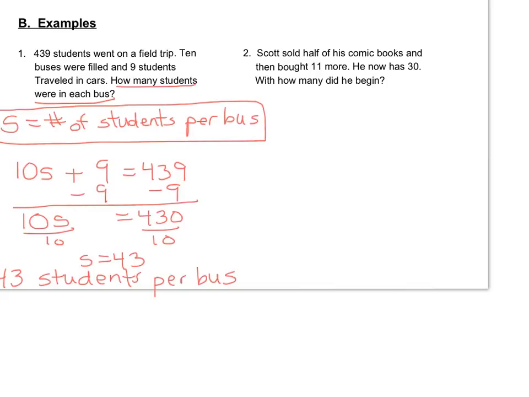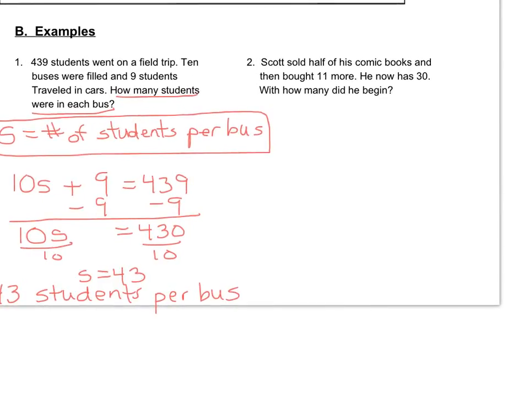Scott sold half of his comic books and then bought 11 more. Okay, so Scott has some comic books. Let's say this is his collection of comic books. And he sold half. So half is like dividing it into 2 parts. So he sold these. These are gone. But then he bought 11 more.